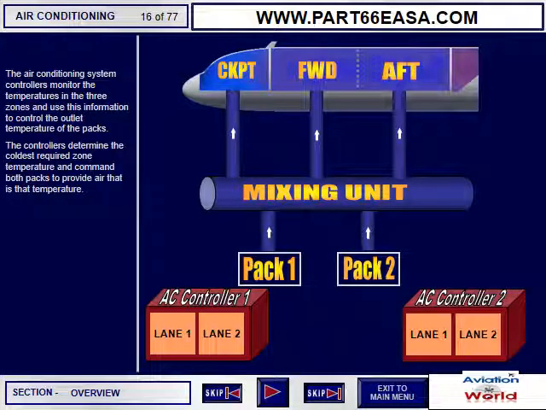The air conditioning system controllers monitor the temperatures in the three zones and use this information to control the outlet temperature of the packs. The controllers determine the coldest required zone temperature and command both packs to provide air that is that temperature.